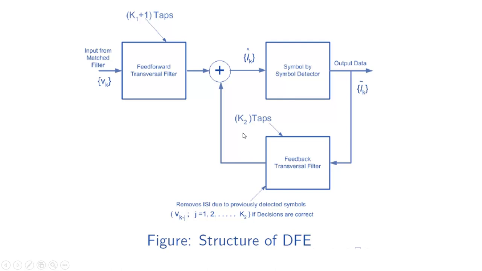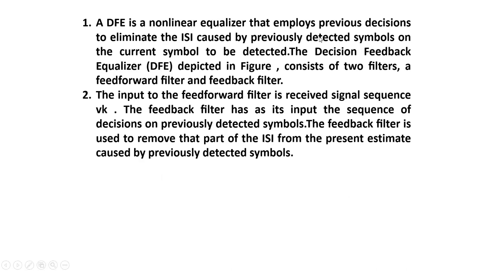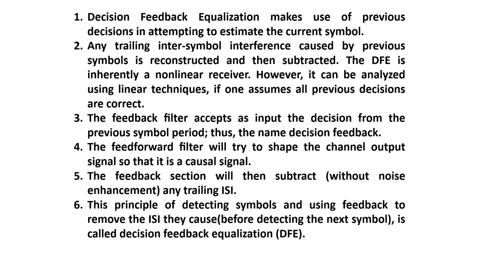That's what is said here. Decision feedback equalization makes use of previous decisions in attempting to estimate the current symbol. That's what is being done here. The previous decision will be made here, and that decision will be fed back through this feedback filter, and this feedback process will help in making decisions of the future symbols. That is basically the idea of decision feedback equalization. Any trailing inter-symbol interference caused by previous symbols is reconstructed and then subtracted. The DFE is inherently a nonlinear receiver. However, it can be analyzed using linear techniques if one assumes all previous decisions are correct. The feedback filter accepts as input the decision from the previous symbol period, thus the name decision feedback.